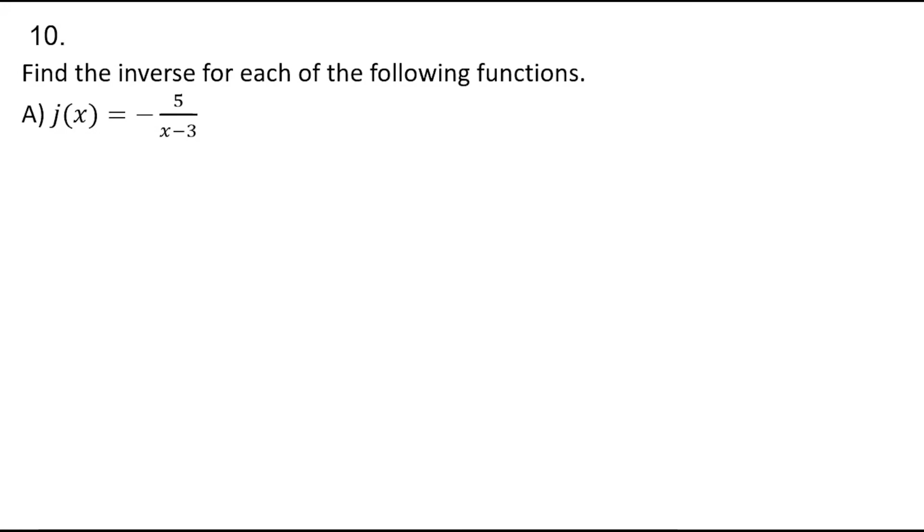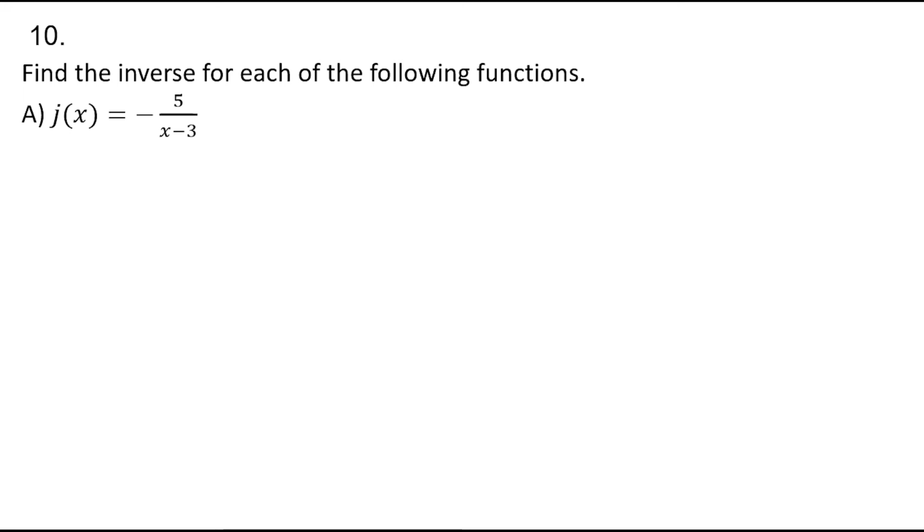Right, in problem number 10, we're asked to find the inverse for each of the following functions. Part A here gives us function j of x equal to negative 5 over x minus 3. So a systematic way to find the inverse of a function is, let's start with the notation.